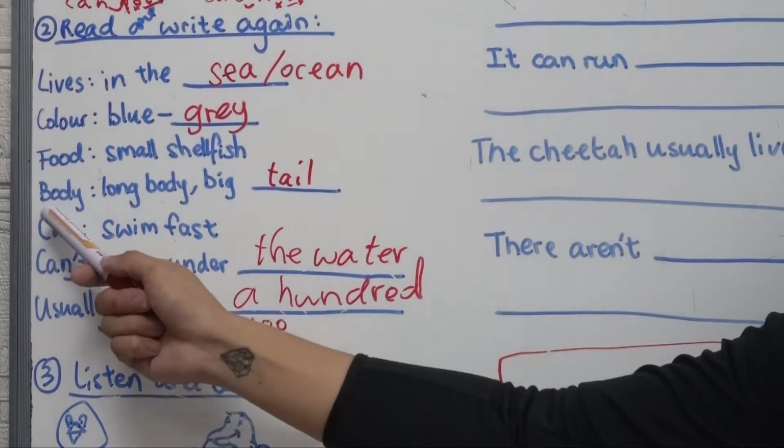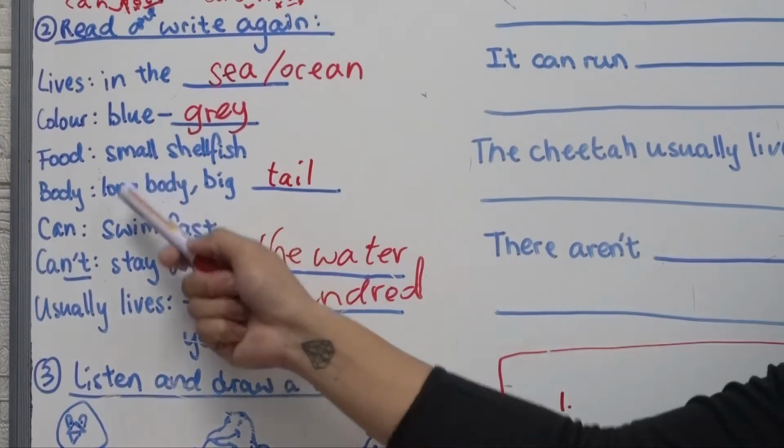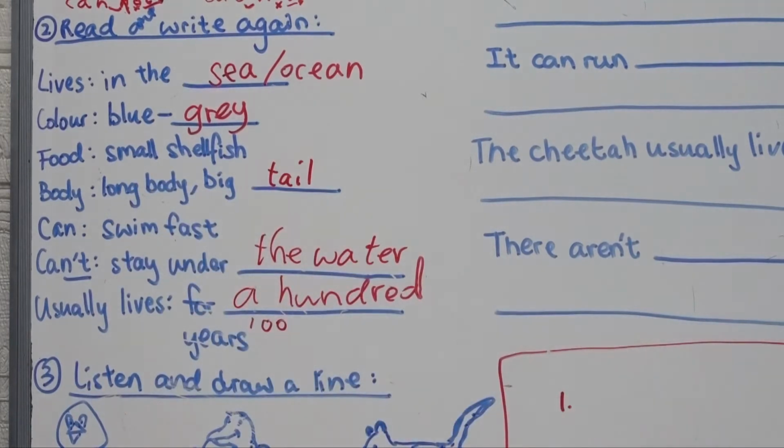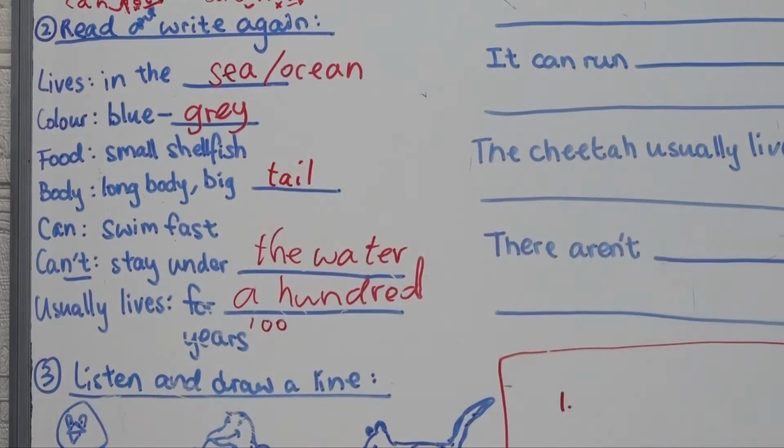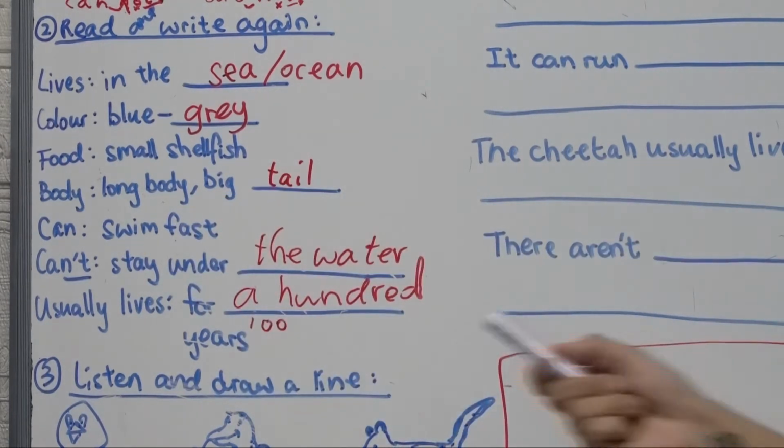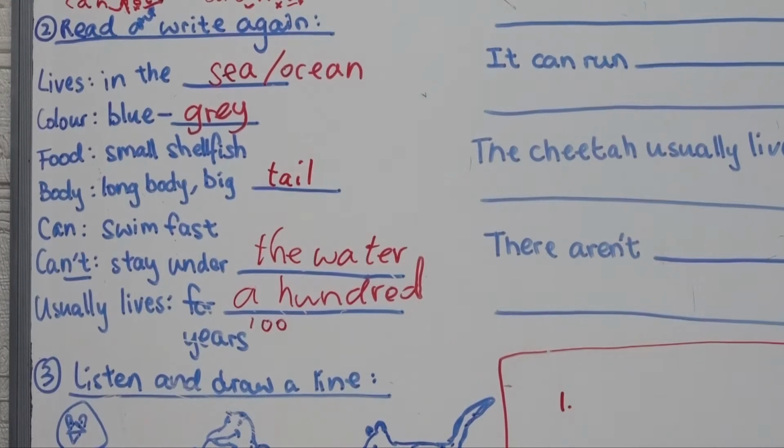And what is their body like? It's long, right? A long body and a big tail. What can they do? They can swim very fast. What can't they do? They cannot stay under the water, right? Usually lives for how long? They can live for 100 years, okay? Very long time. All right, so check your answers, right? Make sure they're correct. If they're wrong, I'll give you around 30 seconds to change your answers now.